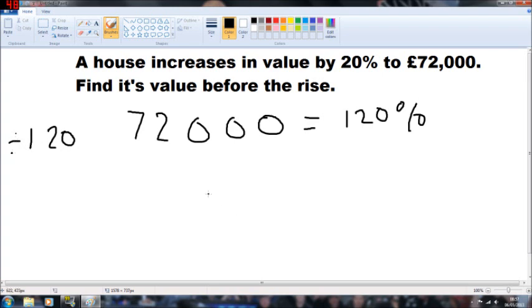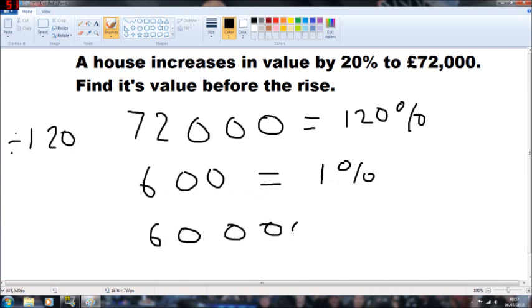which will give you 600. And obviously you guys use a calculator for this bit, and that is now 1%. Then you times the 600 by 100, which equals 60,000 pounds. And that was the value of the house before its rise in value by 20%. Now, if it said its value had increased by, let's say, 30% here instead of 20%, you would divide this by 130. If it said 80% here, you would divide this by 180, and so on.